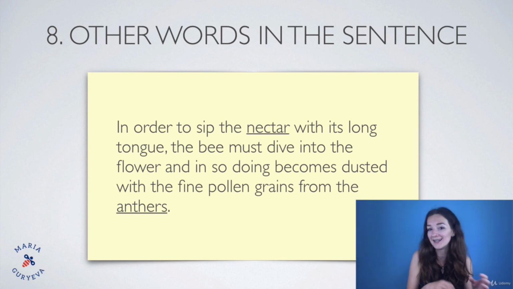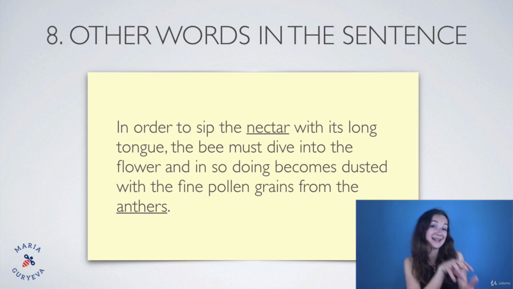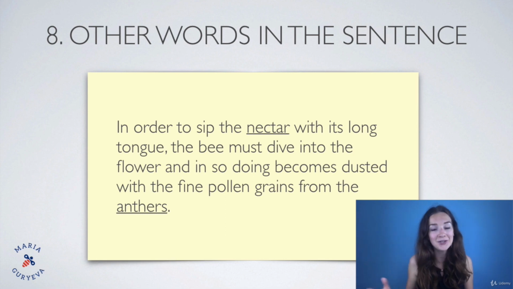So we know that there's nectar, that liquid that the bee is trying to drink with its long tongue, right? So nectar is probably that liquid, right? If it is sipping the nectar from a flower, nectar is that liquid. Even if it sounds different in your language, then you already know what nectar is, right? In English, nectar is that liquid from the flower.